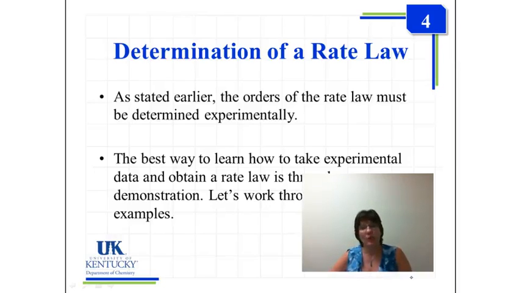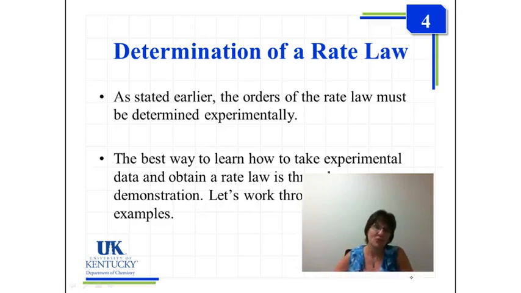In the previous lesson, we looked at rate laws, rate constants, and orders, but we mentioned that you have to experimentally determine those rate laws. You can't just look at a reaction and know what they are. So in this lesson, our learning objective is to see how you take experimental data and obtain a rate law. In other words, obtain the orders of the reactants by using that data.